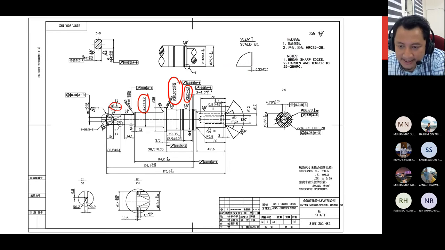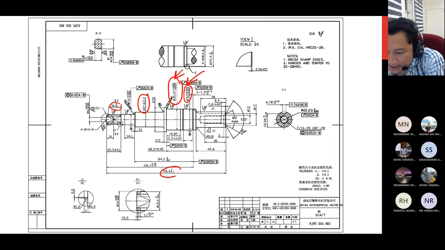18 plus 0 minus 0.01. Ini senang sekali lah nak control. Ini nak control jenuh lah. Jenuh sekali nak control. What other places? Ini pun dia control juga. 170.6 plus 0 minus 0.1. So ini dia just control everywhere in the dimension lah.